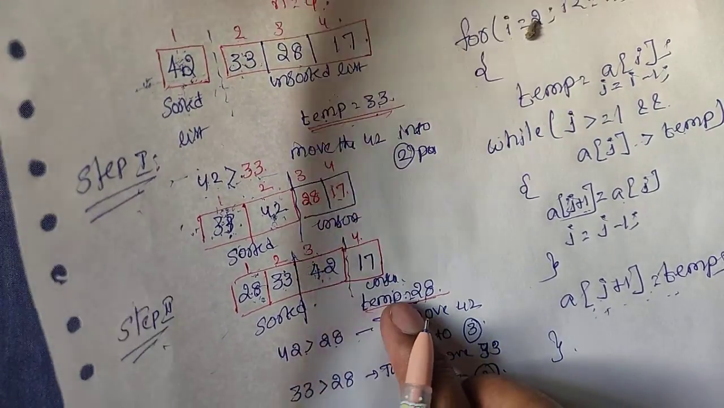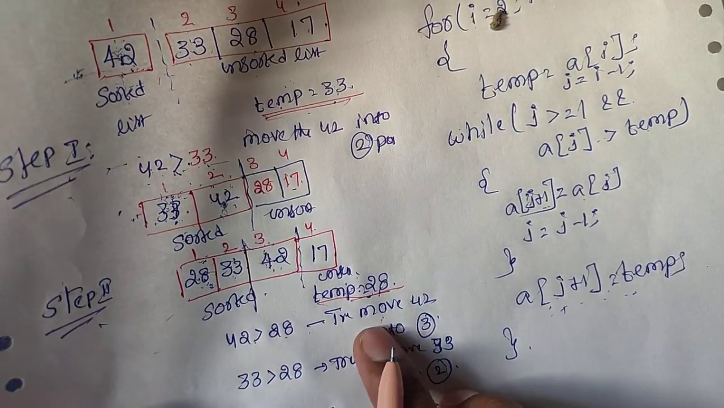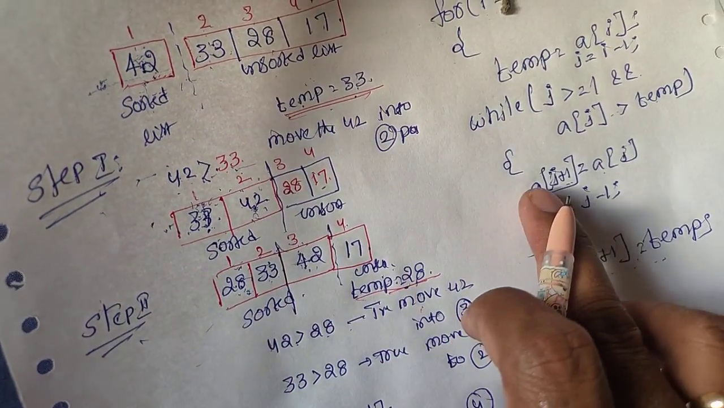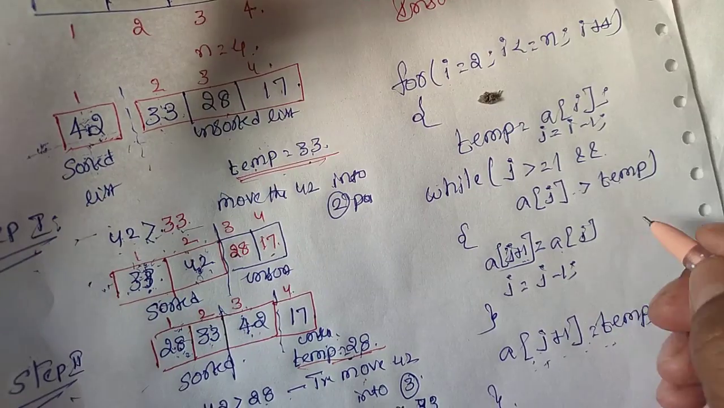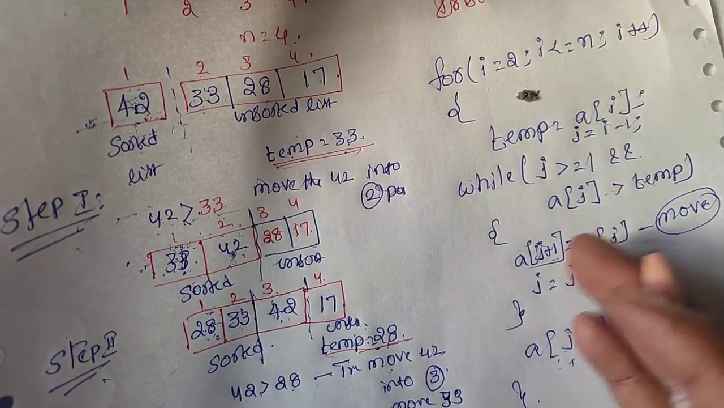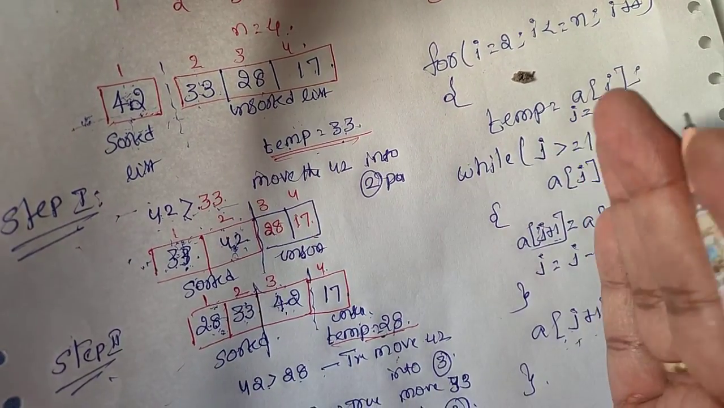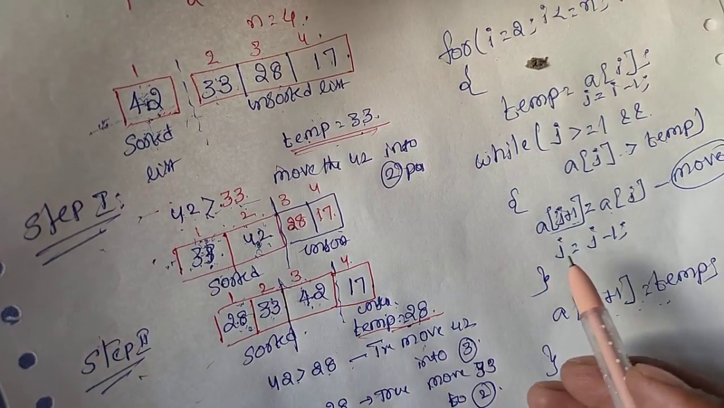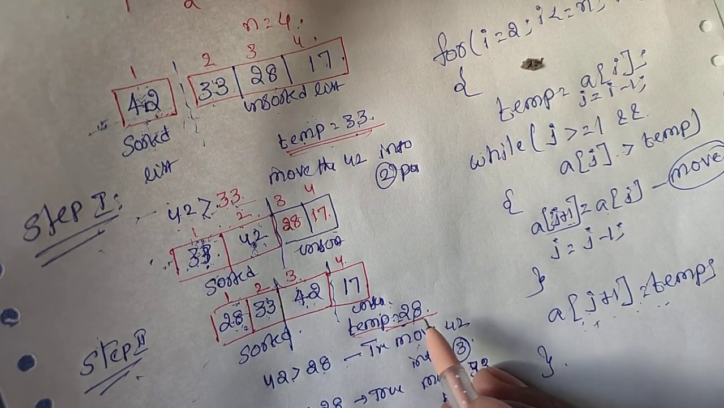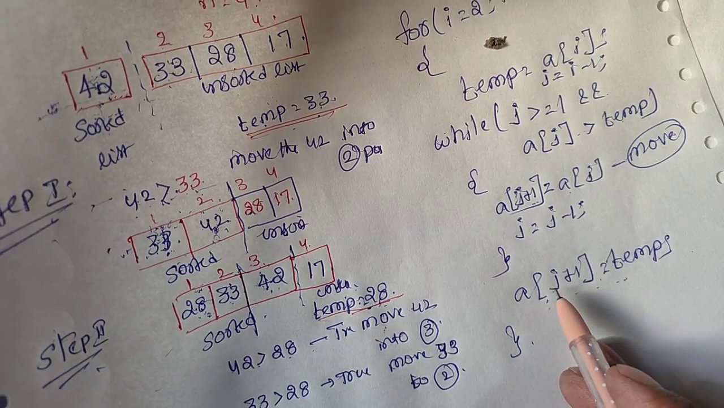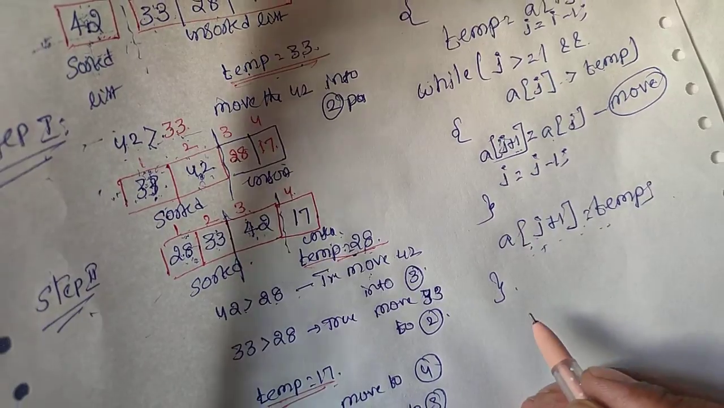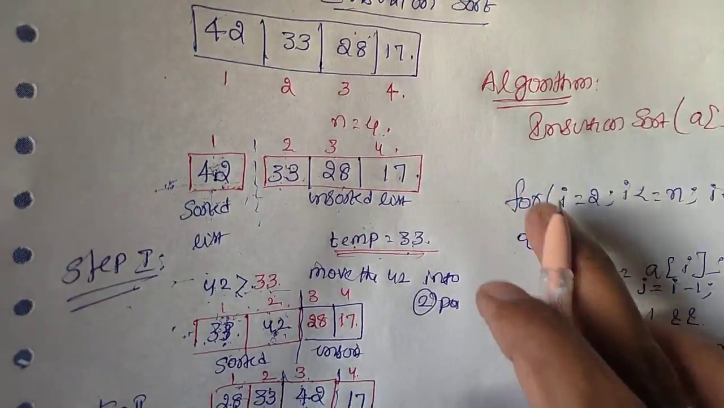When will we move the location? Moving the location means if it is greater than the temp value. That's why we are writing j plus 1 is equal to j. That means this indication is just moving. After completion of one value, we move to the next right value, that is j is equal to j minus 1. After moving all values, finally our temporary value will be located. That value's indication position is the j value. So this is the algorithm for the insertion sort.